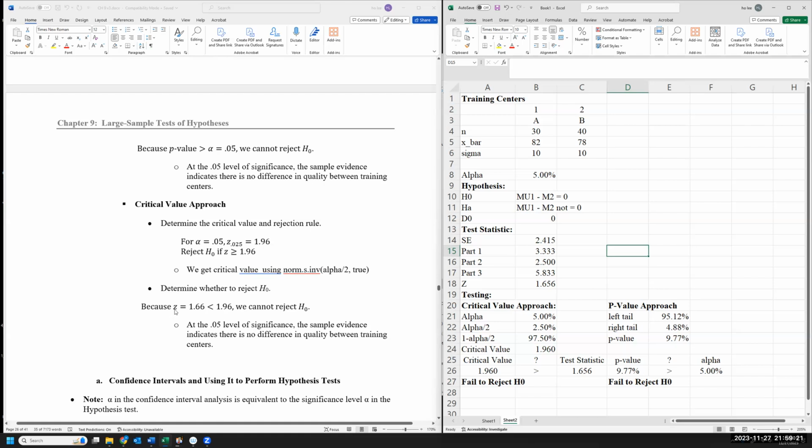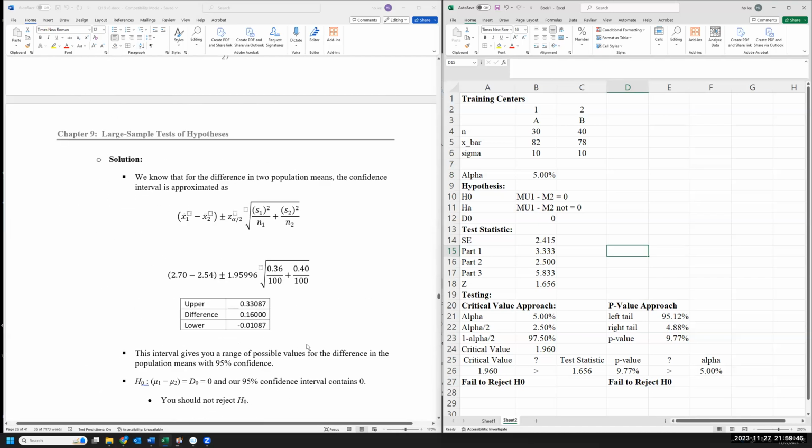So a proper way of saying the conclusion is right here. At the 5% level of significance, the sample evidence indicates there is no difference in the quality between the training centers. We cannot reject that there is no difference in the quality between training centers, because we cannot reject the null hypothesis.